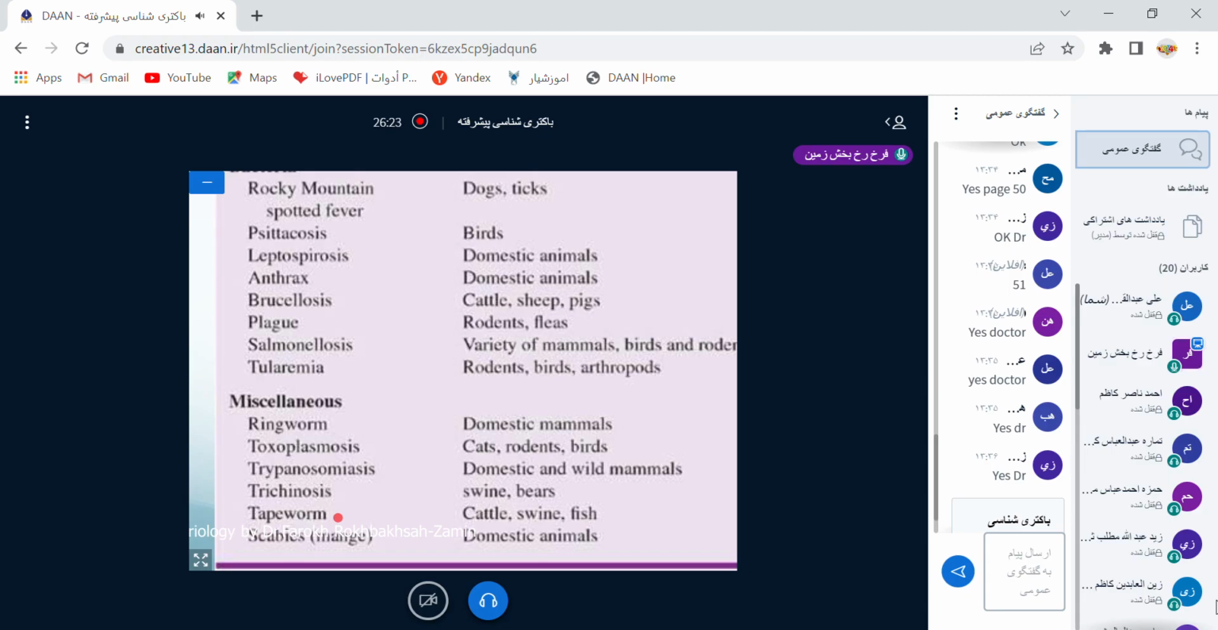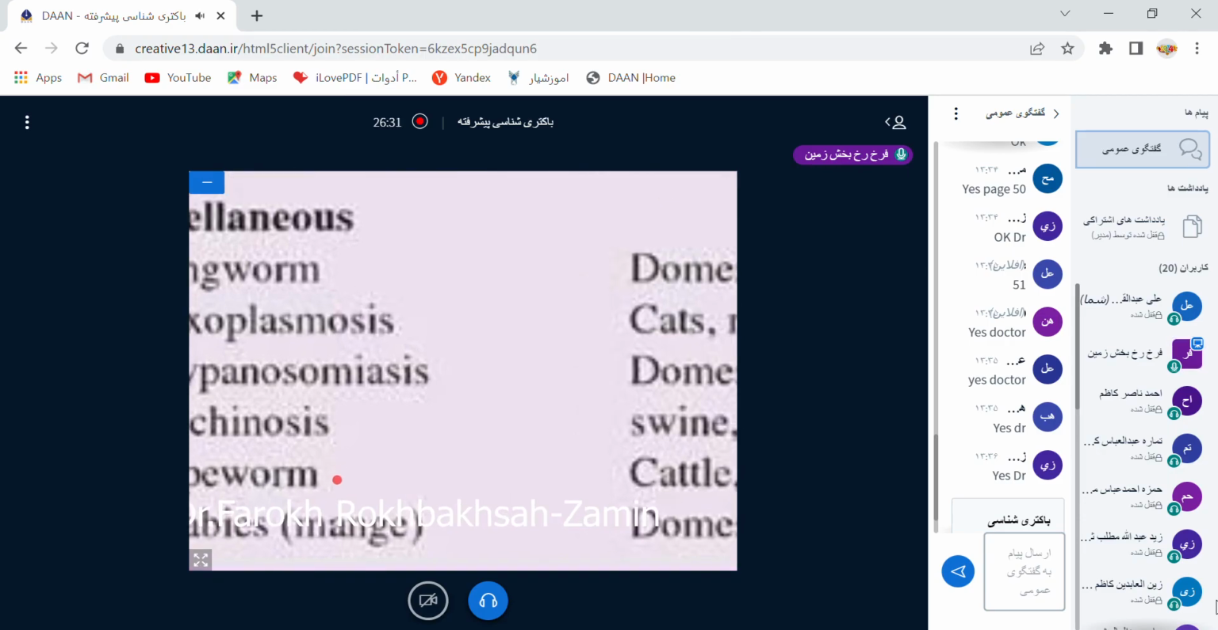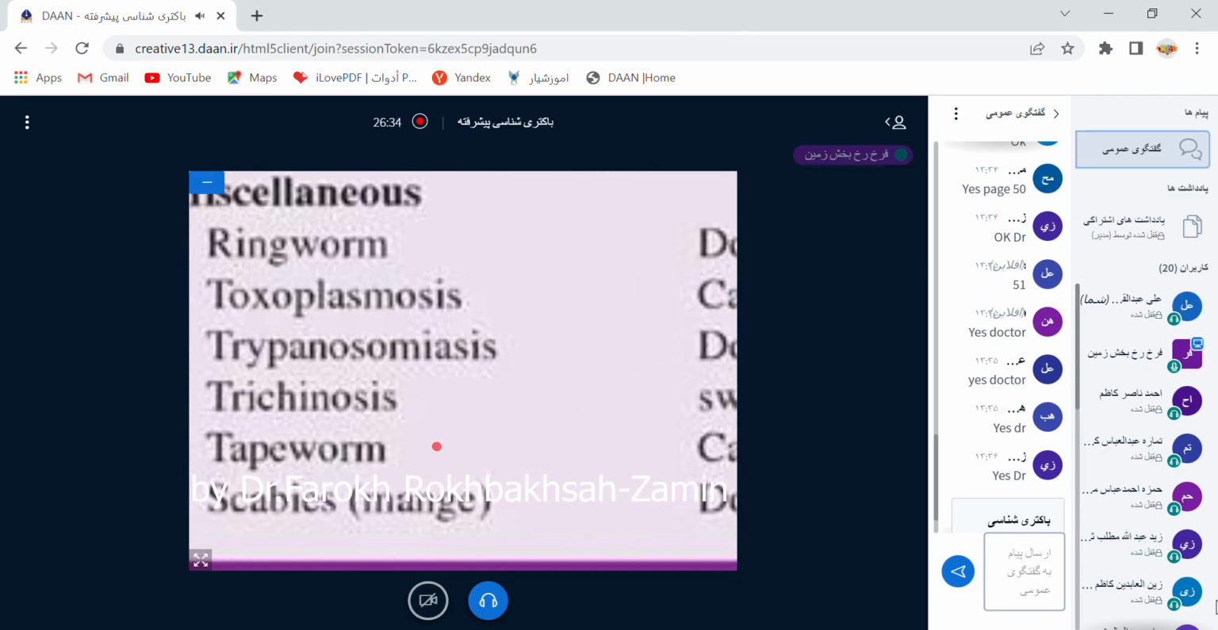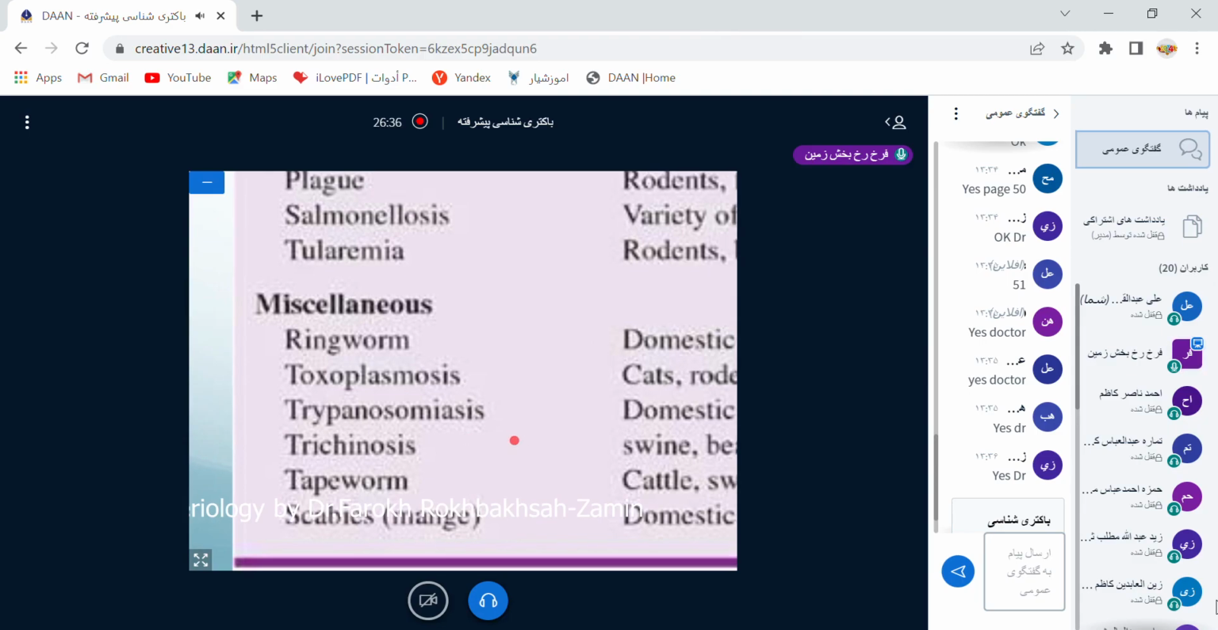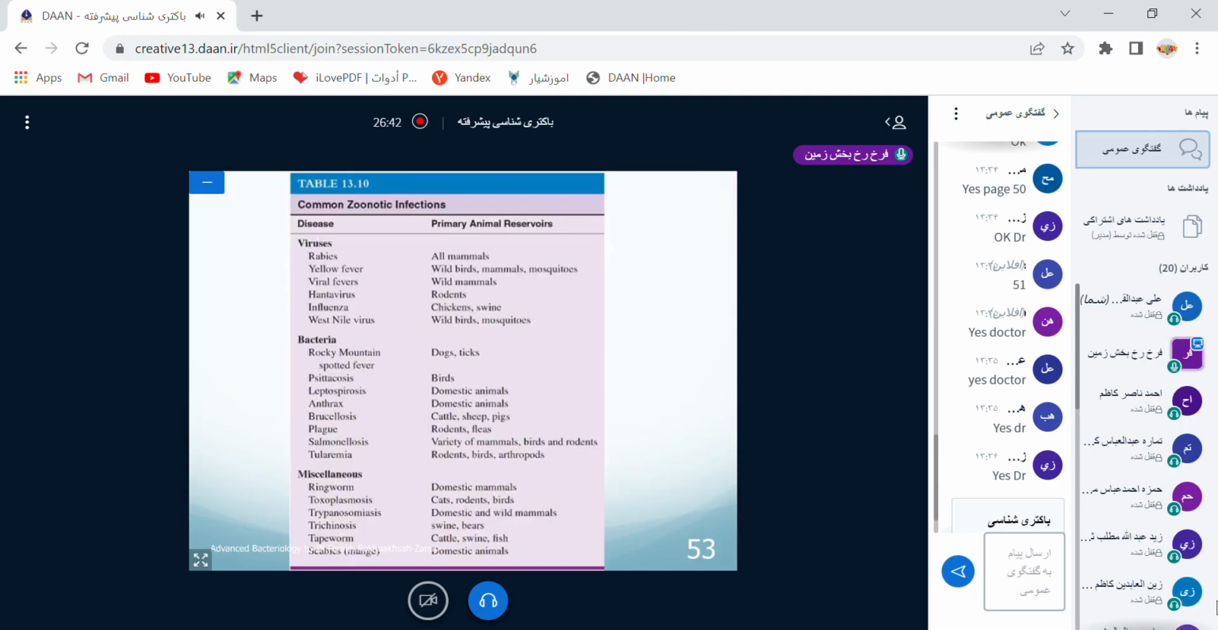Those are the worms. And the last one, scabies, which is another one. It is related to domestic animals and can be transmitted to humans also. So zoonotic infections are those infections related to animals, but they have possible transmission to humans and can infect humans.